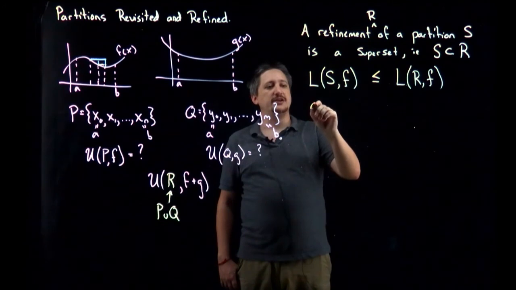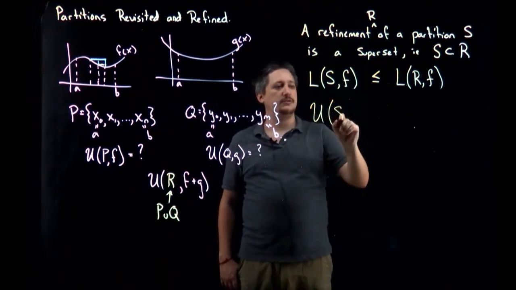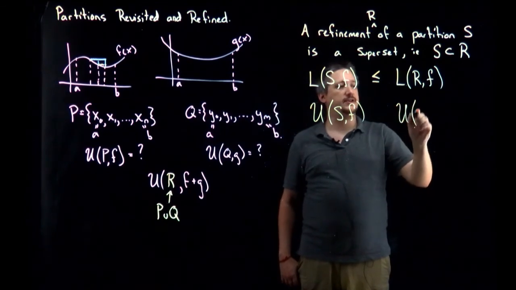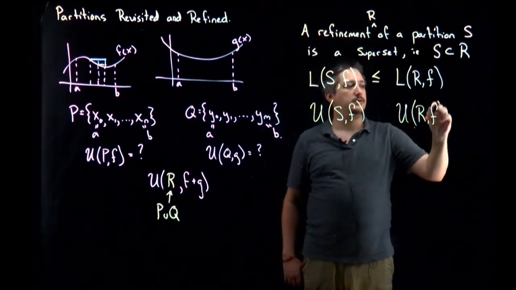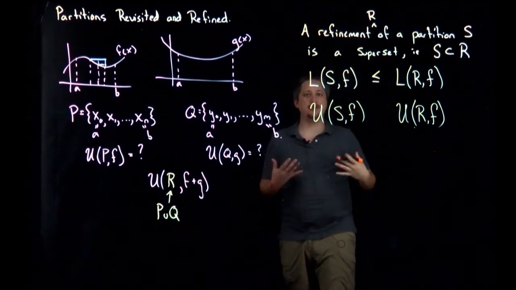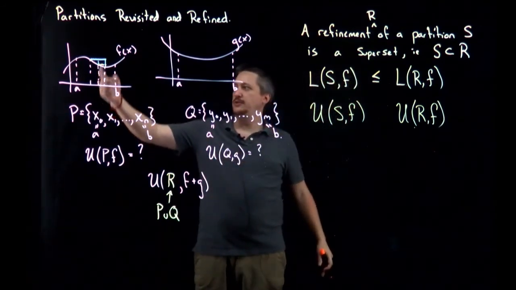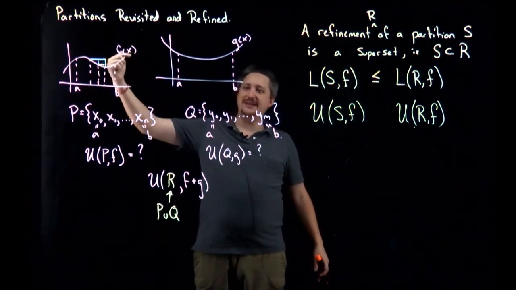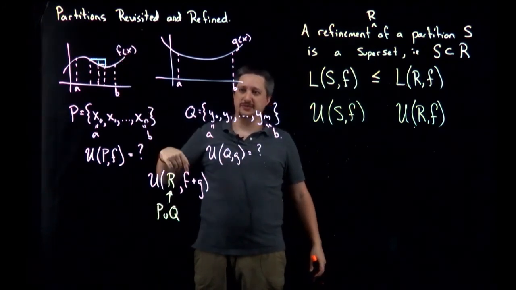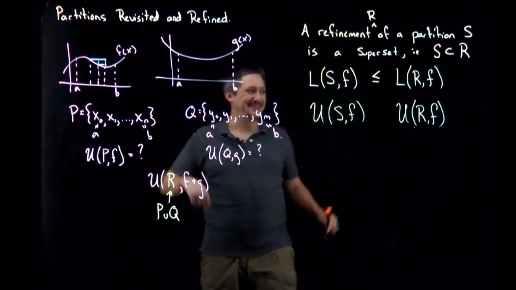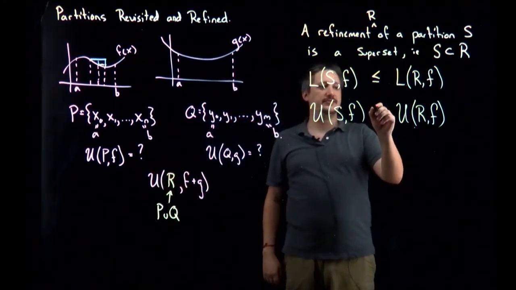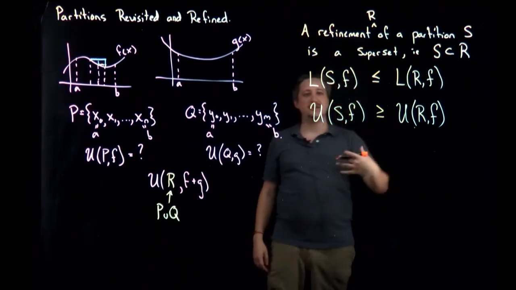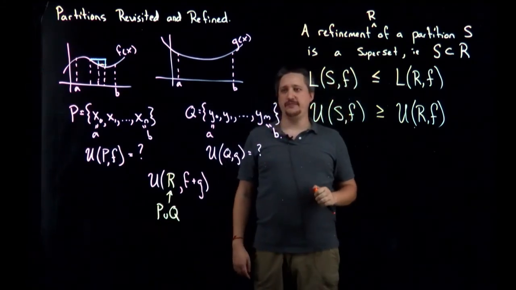Similarly, if I used an upper approximation, S and F, versus the refinement, again, what does it mean to have a better approximation? If I add in another value, I'm still going to have an estimate that is too big, but it'll be less big than the worse approximation. So the refinement will always have an approximation that is no bigger than the less refined version.